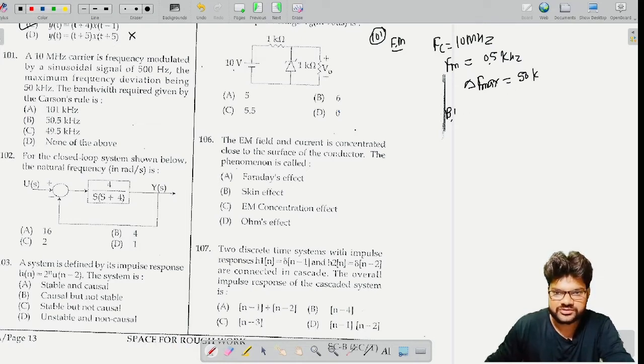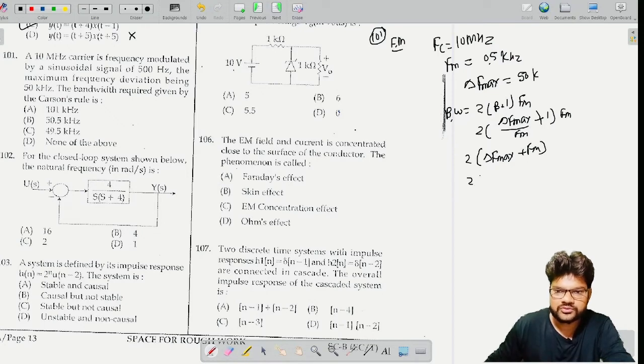So we know Carson's rule: the bandwidth is 2 times (beta plus 1) into fm, right? And we know beta is delta f maximum by fm. Okay, and plus 1, multiplied by fm. If you multiply by fm, then this is going to be 2 times (delta f maximum plus fm). So delta f maximum we are given is 50k and fm we are given is 0.5k. So this is going to be 2 times 50.5k, so 101 kilohertz. So the correct option is going to be A.